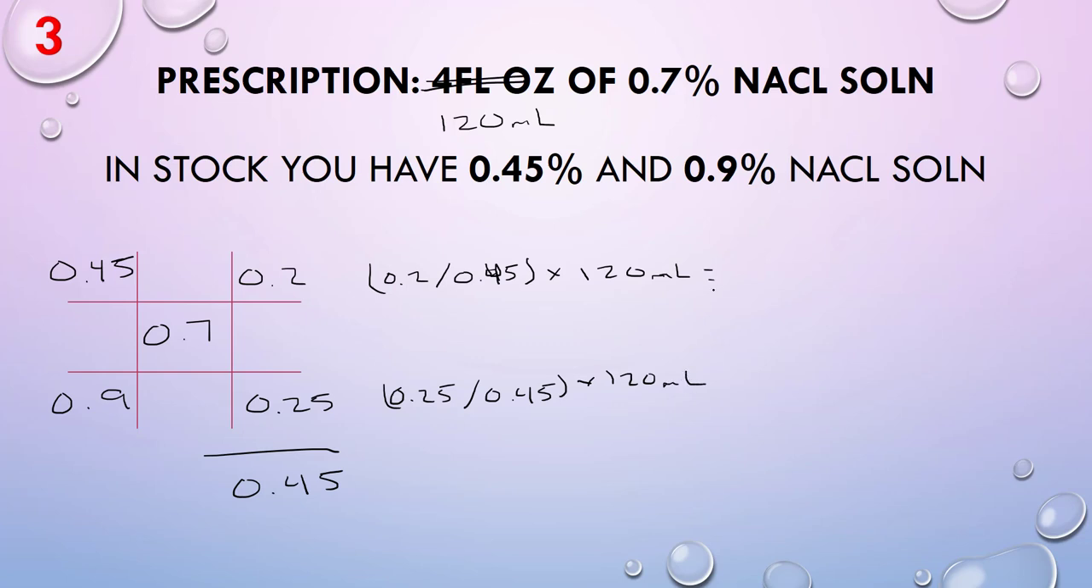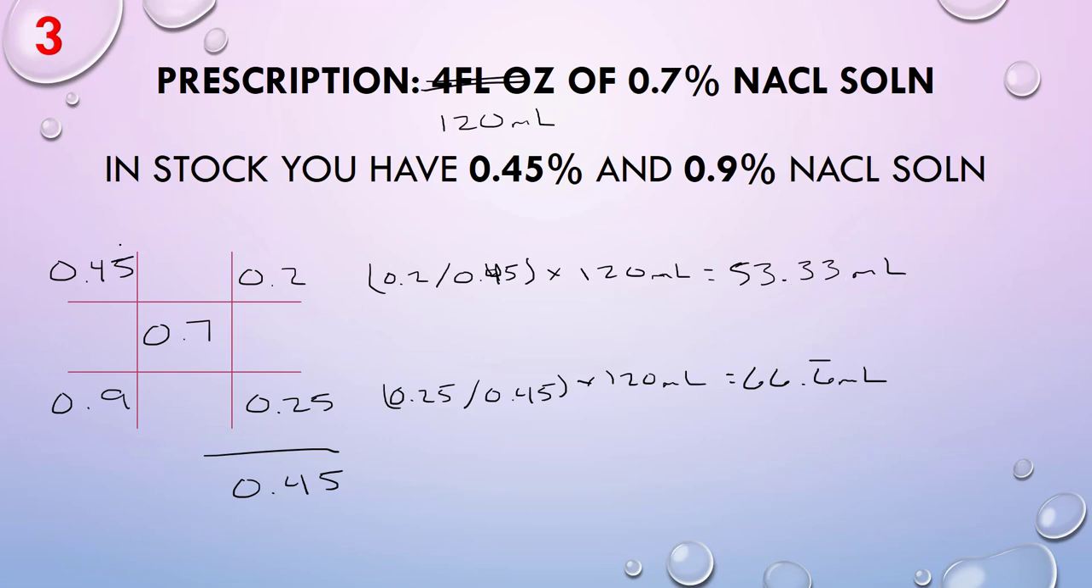Up here we are given 0.2 divide 0.45 times 120 milliliters. It's going to be 53.33 milliliters. Down here we have 0.25 divided by 0.45 times 120 milliliters. It's going to give us 66.6 repeating milliliters.